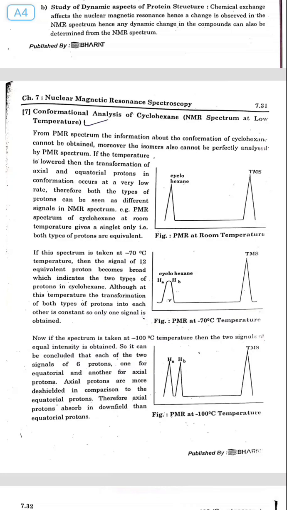The advantages of NMR spectroscopy: it is a non-destructive technique, highly informative, applicable to solid, liquid and solutions also, and provides complete structural information. Some limitations of NMR: first, expensive instrumentation. Second, it is less sensitive than mass spectroscopy. And third, it requires a strong magnetic field. So these are all limitations.